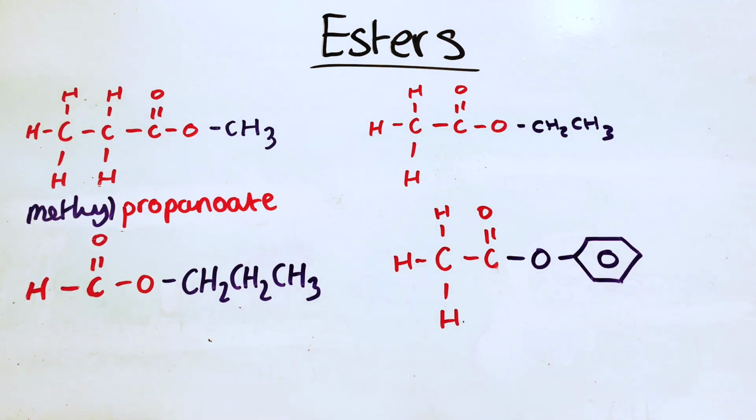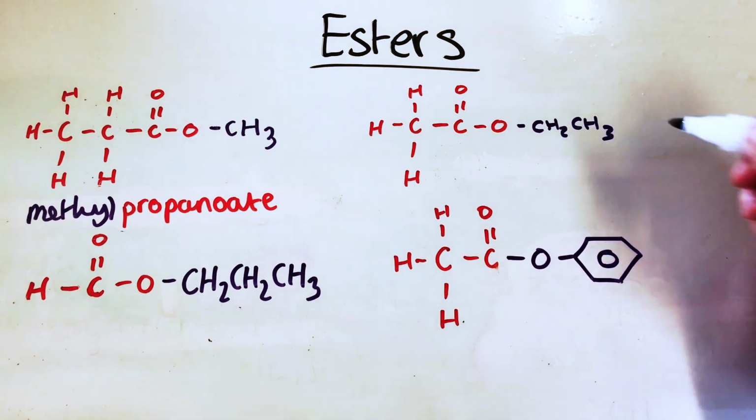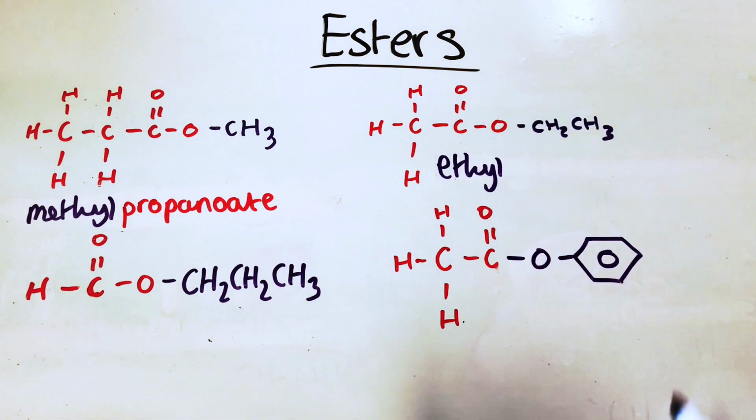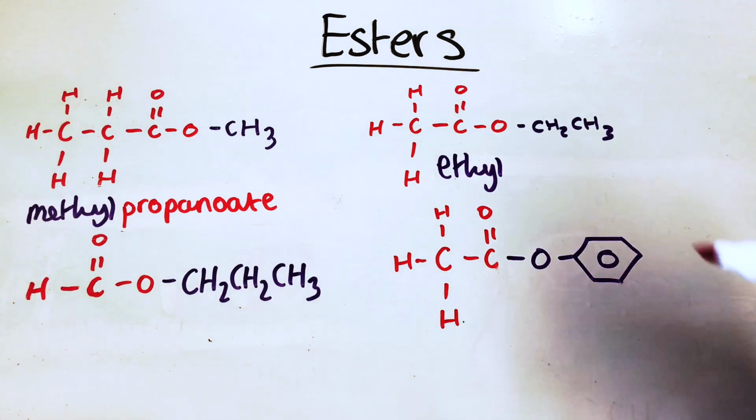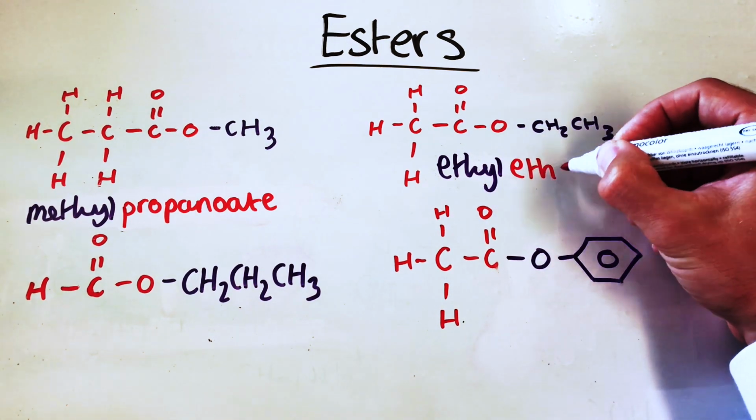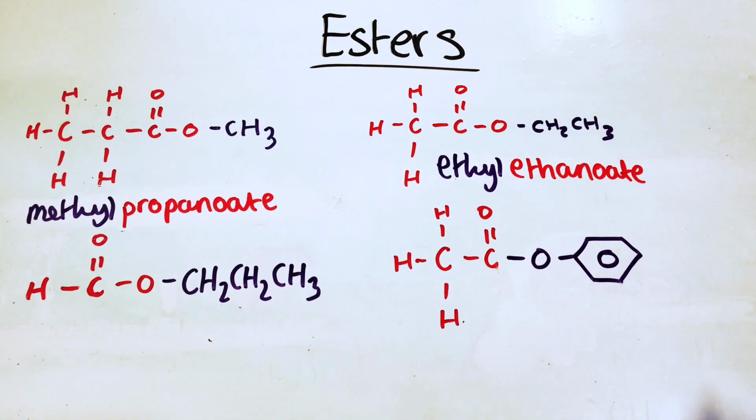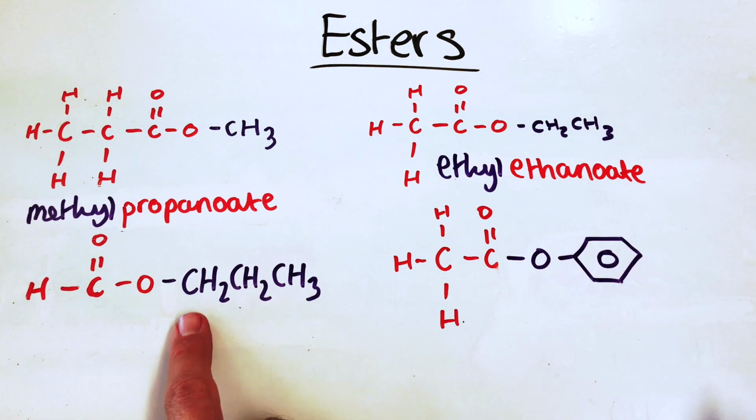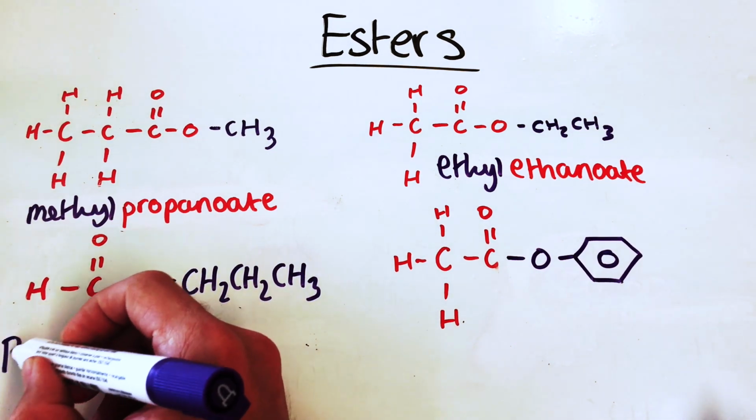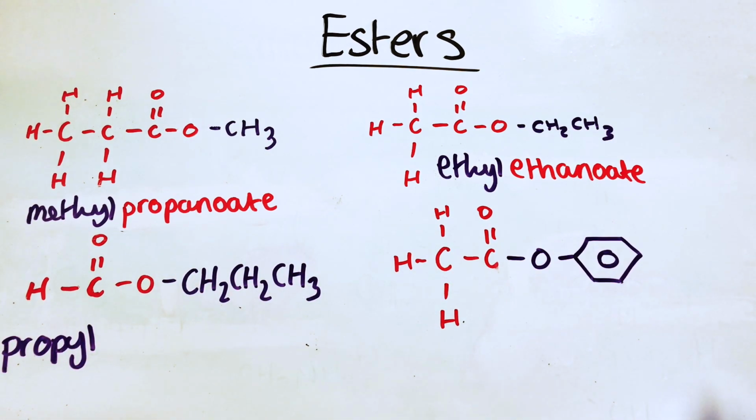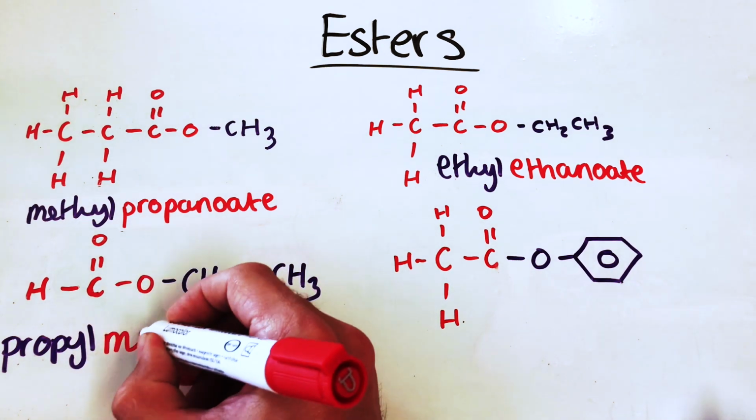The second ester drawn here, there are 2 carbons in the side group, so this is an ethyl group. There are 2 carbons in the main group in red, so this makes it an ethanoate. So we have ethyl ethanoate there. This ester has 3 carbons in the side group, so this is a propyl group. Now there's 1 carbon in the main chain here, so this is a methanoate.